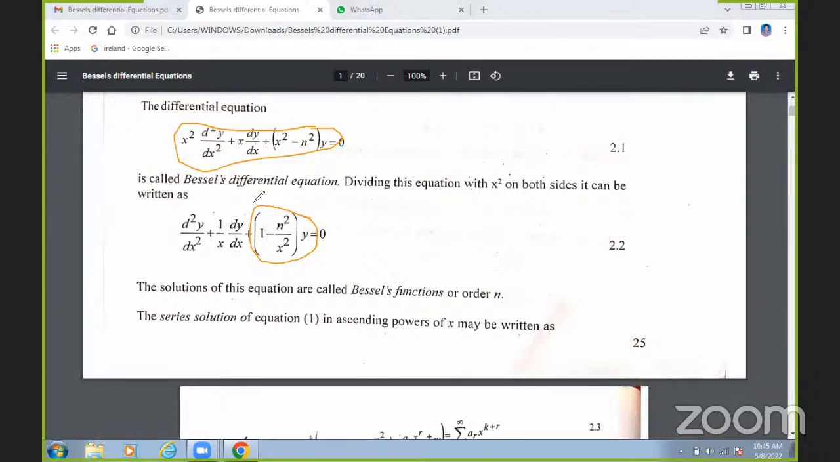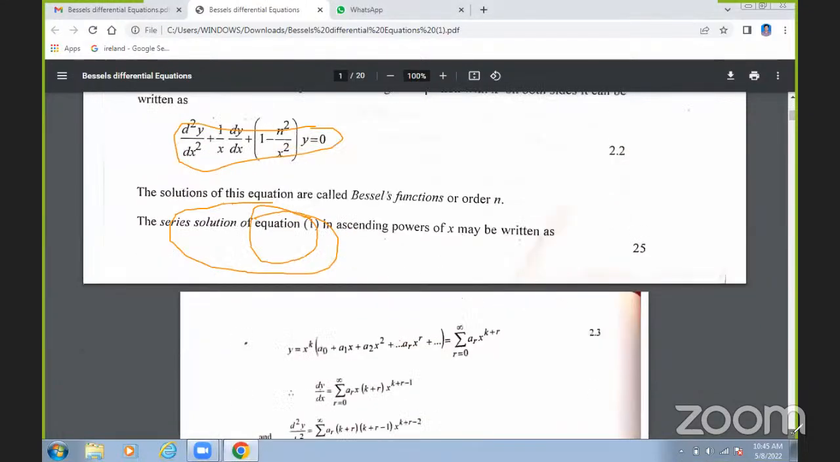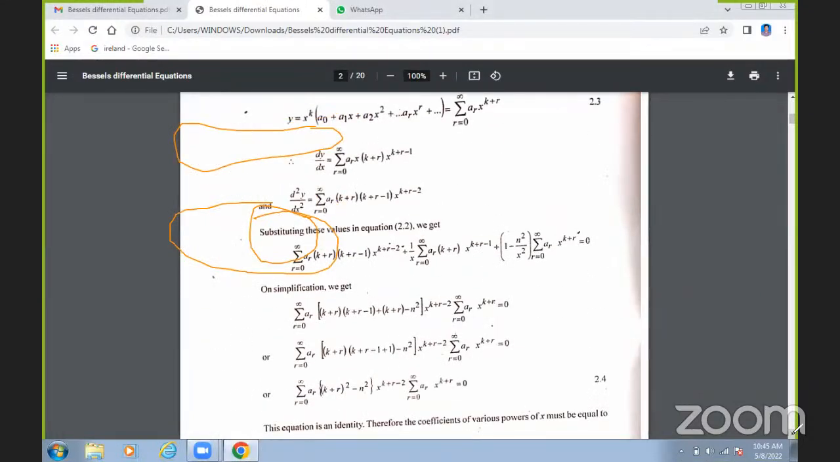Then we have to take the solution for this equation. That is, we have to write the solution for this equation, which is called the Bessel's function of order n. So therefore, the solution for this equation we can write in the following manner.